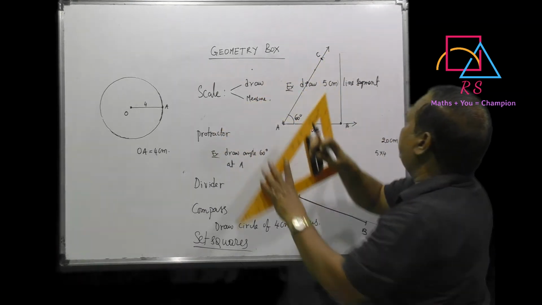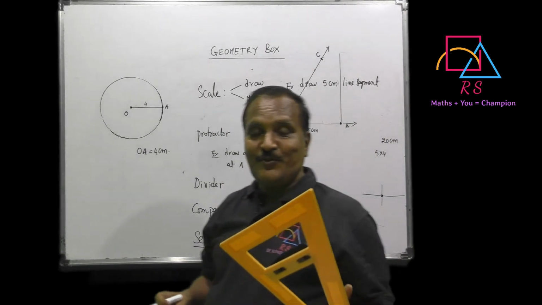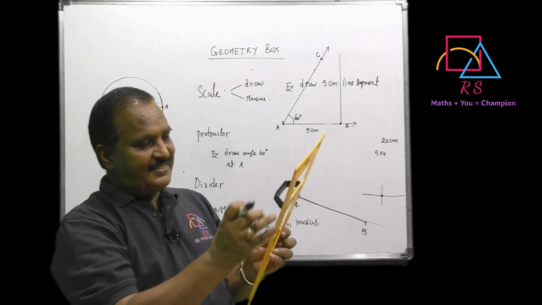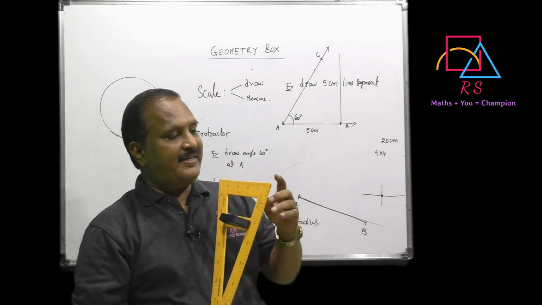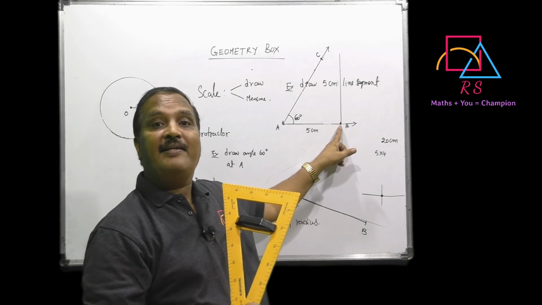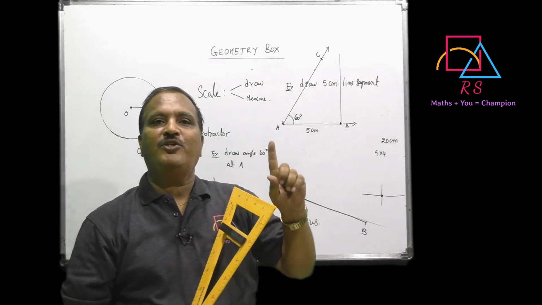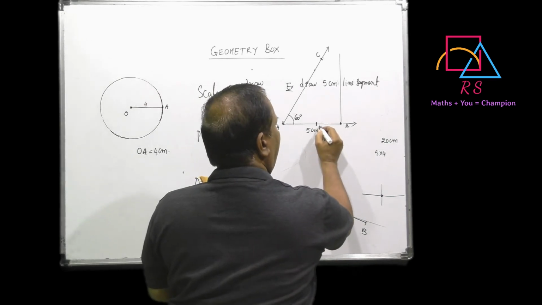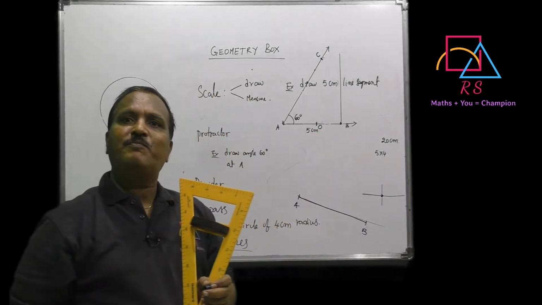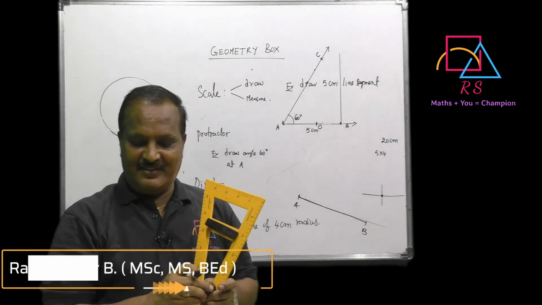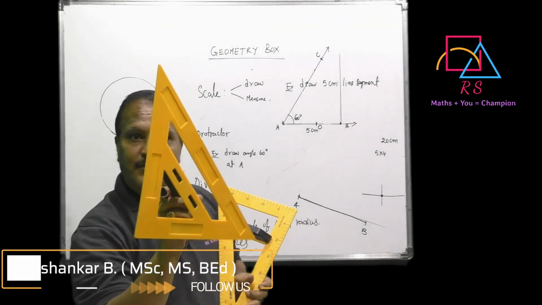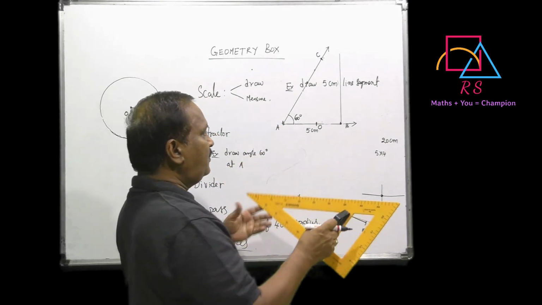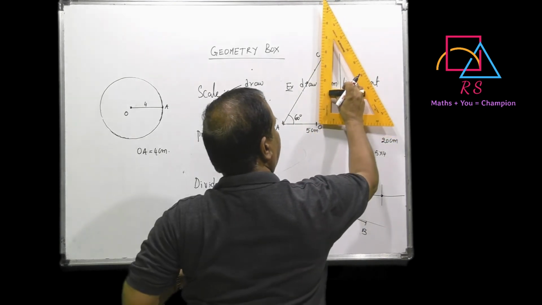This is a perpendicular. So don't get confused. You can use any one edge. This edge you can use, and this edge also you can use. Main thing is this corner should be at the point where you wanted to draw the perpendicular. Suppose this is the point. At O I wanted to draw the perpendicular. You can use this also, you can use this also, any one thing.